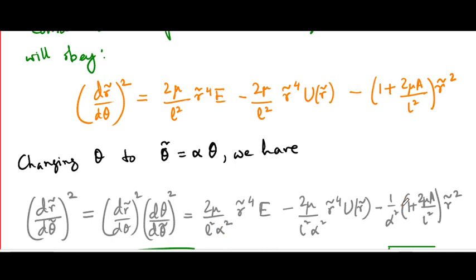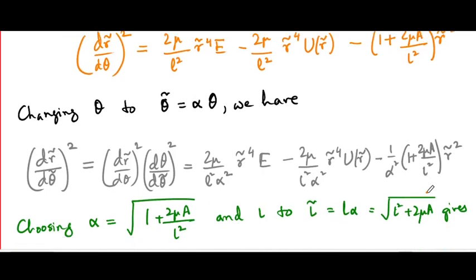Now it should be quite clear that if we make a choice of alpha in such a way that this factor becomes equal to 1, we are essentially reproducing the same equation that we had for r as a function of theta for the original potential. So if you choose alpha to be square root of 1 plus 2 mu a by L square, this term simply becomes r tilde square.